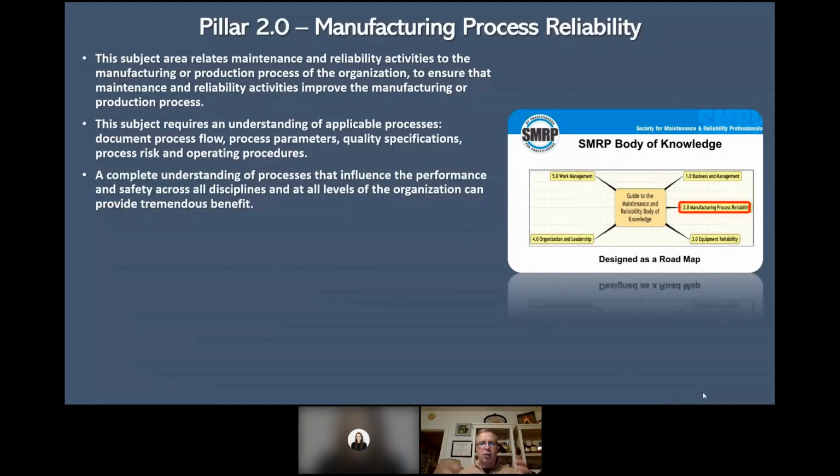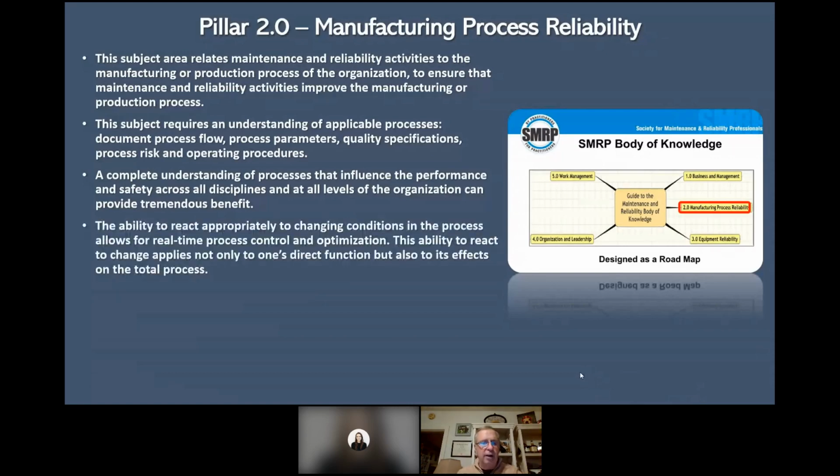So performance and safety have a direct correlation, between reliability and safety. If you've got a reliable organization, you have a safe organization. So this influences the performance and safety across all disciplines and at all levels of the organization and can provide tremendous benefit. They all have to be aligned. That's back to those roles and responsibilities. The ability to react appropriately to changing conditions in the process allows for real-time process control and optimization. This ability to react to changes applies not only to one's direct function, but also to the effects on the total process. So if you're in maintenance, as conditions change, it could be because of the process, it could be because of the economy, like it is right now, we have to be able to change accordingly.